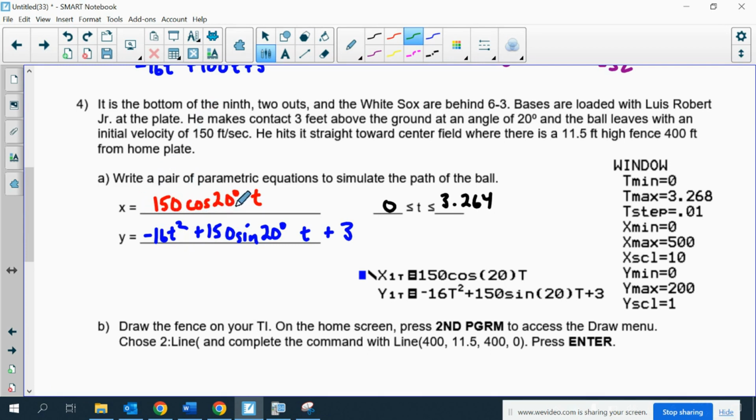I have 150 cosine 20 is my initial x velocity times the time. Then I have negative 16t squared plus 150 sine 20 degrees t plus 3 is my y component of the point where the ball is.